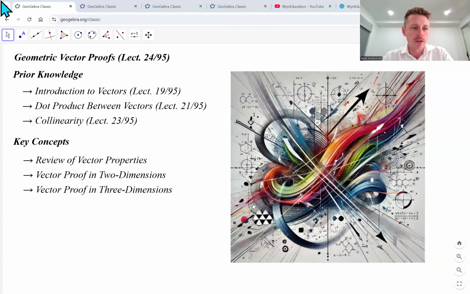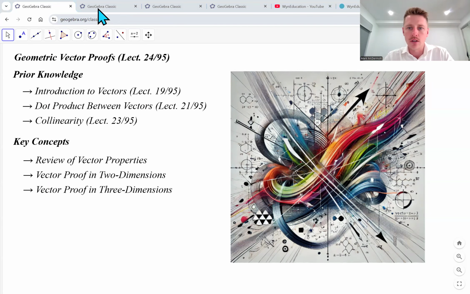All right, so now we're going to put everything we've learned about vectors to the test and use it to do some geometric vector proofs. Some prior knowledge for this would be introduction to vectors, the dot product, and collinearity, which we covered in other videos. Some of the key concepts we'll cover in this video are a review of vector properties, and vector proofs in 2 and 3 dimensions as well. So let's jump into it.